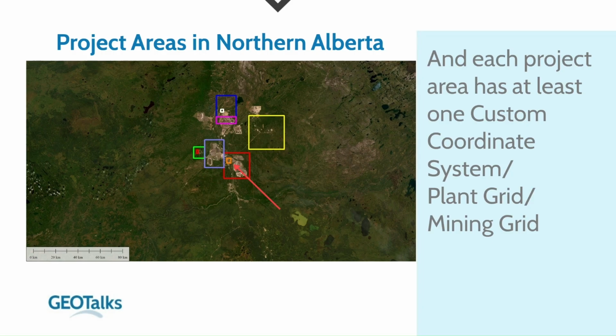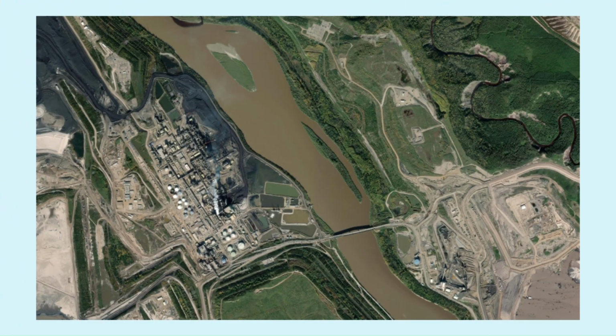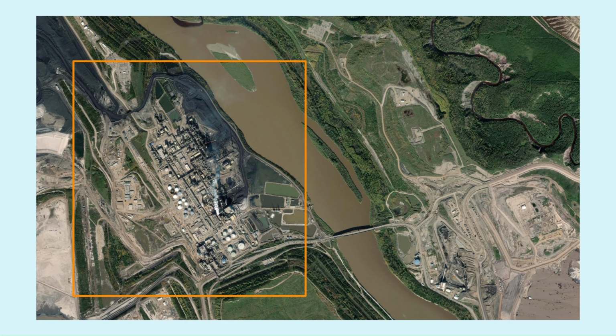So let's look first at this orange rectangle here. This area here, you see this plant. This is one of our oldest plants at Suncor, if not the oldest. We call it the base plant. And it has a very unique custom coordinate system because it's one of the first ever created for our company. And it's so old, it's from the 50s and 60s, that it's from before Canada adopted the metric system. So it's actually in feet, which makes it quite unique. And you'll see why we built it.